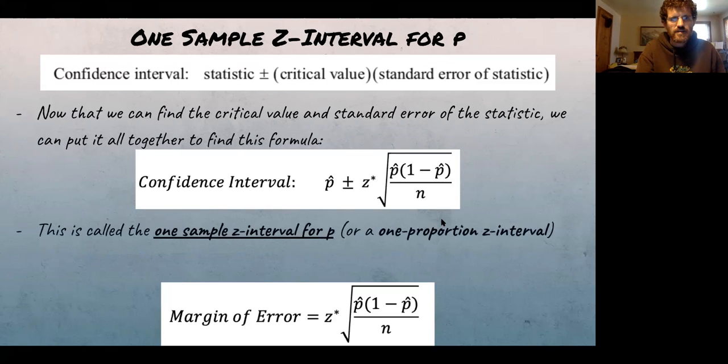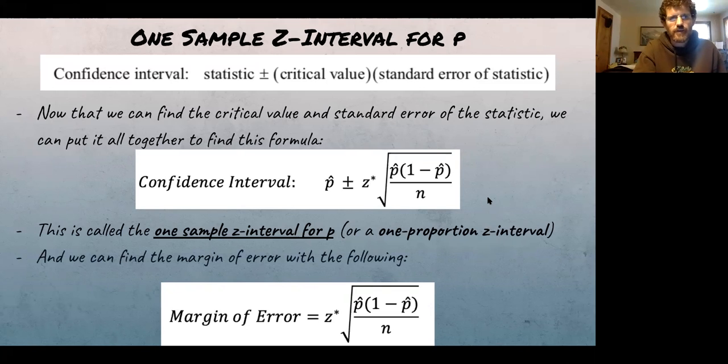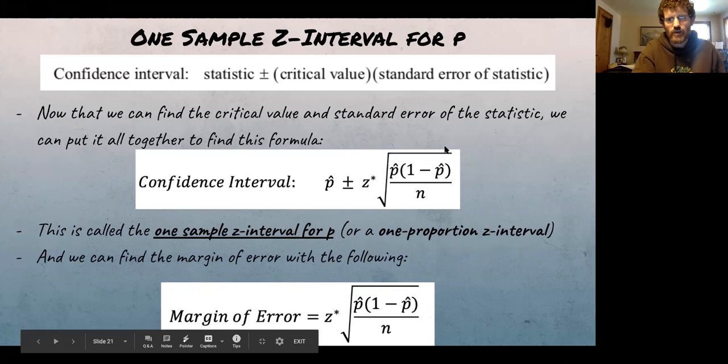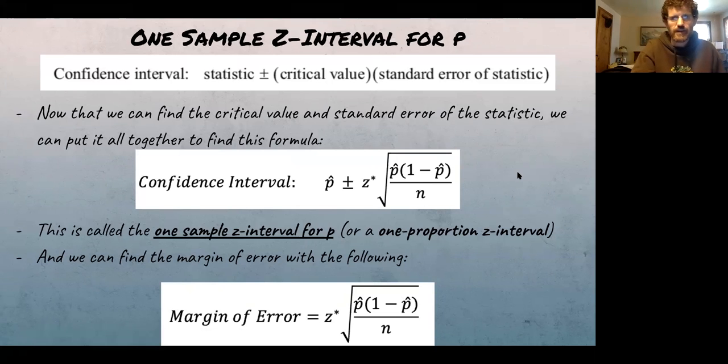And this is what we call the one sample z interval for proportions, or it's also called a one proportion z interval. The actual name here doesn't matter. If you can get this point across, the z interval, it's important to show that because you can also create a t interval. So it's important to know that you're using a z-score, a z critical value. And we can find the margin of error with the following, which is really just the second half of this equation. So there you go. That's your margin of error. That's where this all comes down to, and it's summarized up like that.